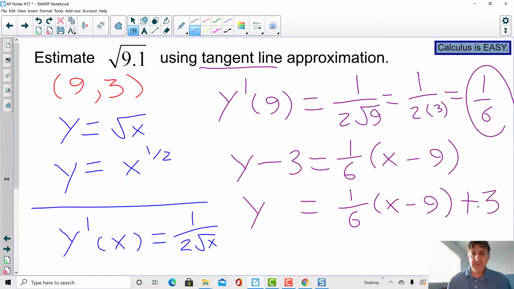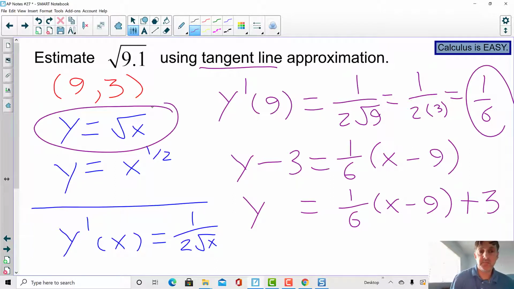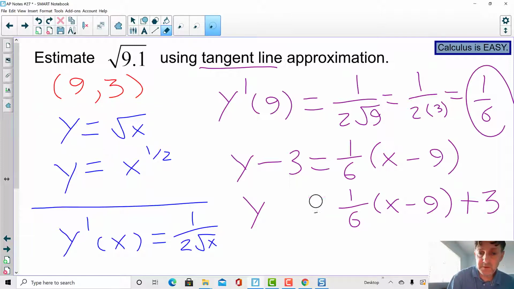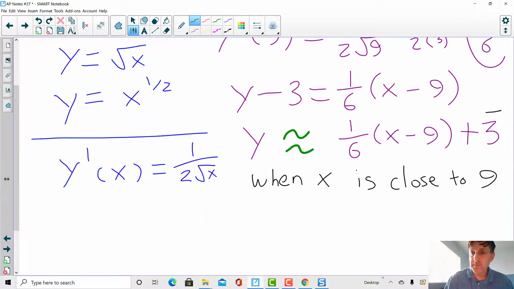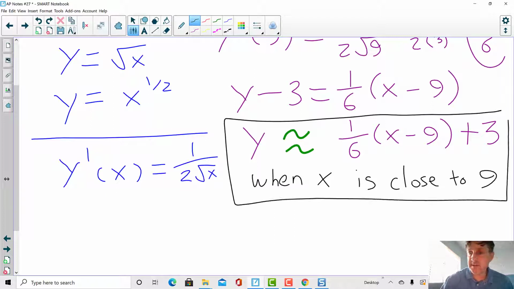Now this is the equation of the tangent line, but we're going to use this equation to approximate the curve. Remember, the curve was the square root of x function. So what I'm going to do is say, well, y is approximately equal to this line right here, as long as x is close to 9. So that's our tangent line approximation.